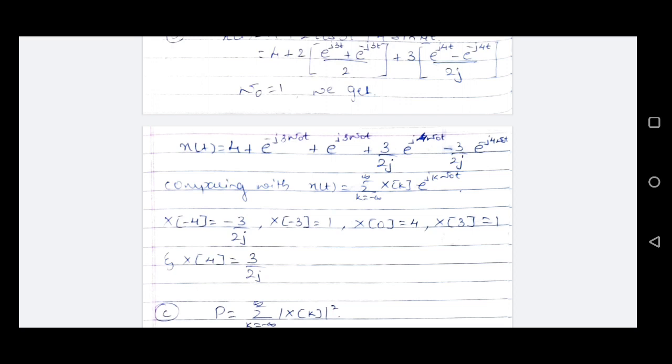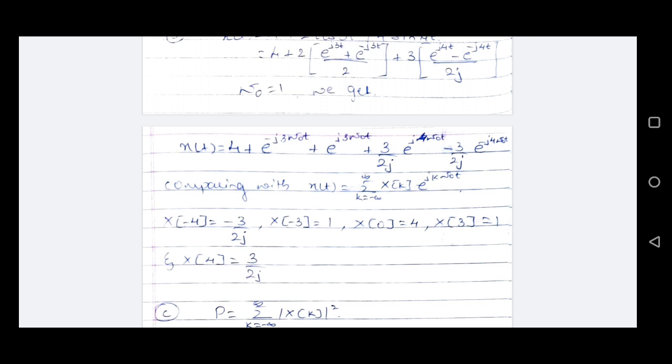In the cosine term, 2 in the numerator and 2 in the denominator will cancel out. So we'll remain with the complex exponentials. And for the sine term, if you separate out the value with the exponential signal, we'll get 3 divided by 2j e to the power j 4 omega naught t minus 3 divided by 2j e to the power minus j 4 omega naught into t.